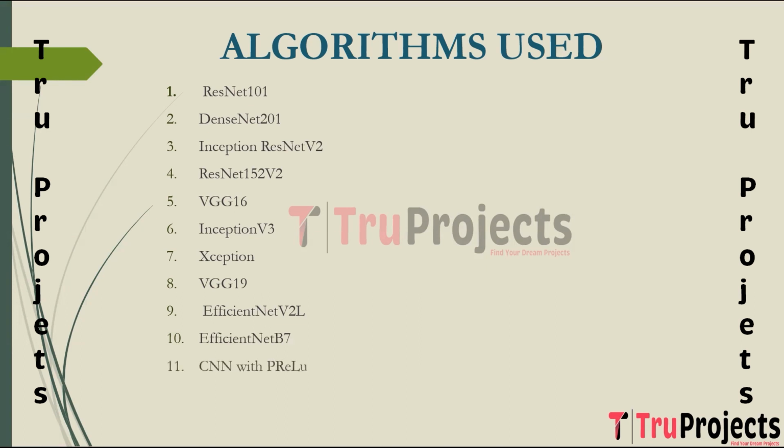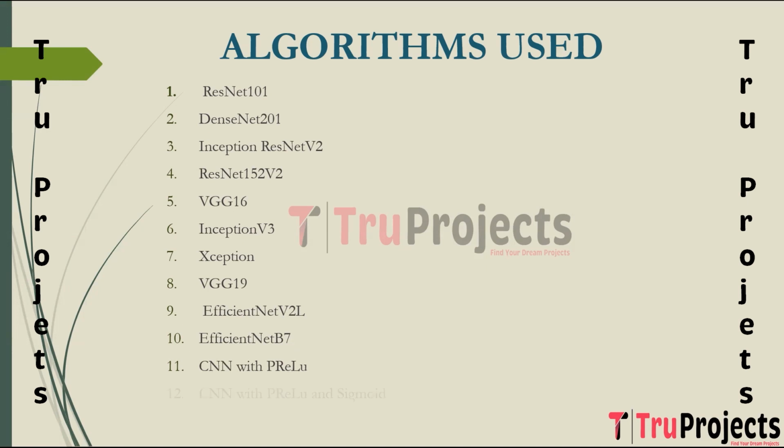Coming to CNN with PReLU, CNN with PReLU refers to convolutional neural network using parametric rectified linear units, which is PReLU, as activation functions. PReLU introduces learnable parameters in the activation function. PReLU activation functions are used for their ability to adaptively learn the optimal activation parameters, potentially improving the model's representation power.